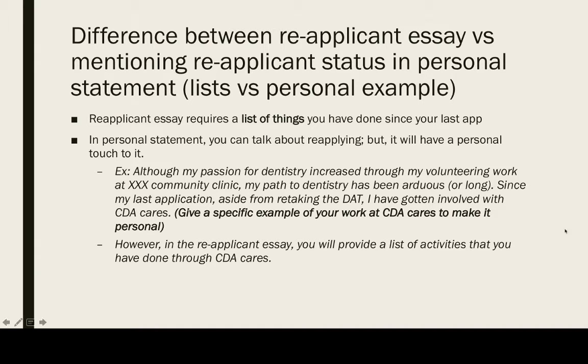It's a very rudimentary example of what you should type in your personal statement versus your reapplicant essay. In your reapplicant essay, you can use a list format. Mention that I am retaking the DAT, I am taking more classes at my college to improve my chances, or I'm doing a master's program that will improve my chances of getting into dental school. You can also say that I've been joining XYZ organization to learn more about clinical dentistry in a rural town in Missouri. Something that you're doing, in a list format.